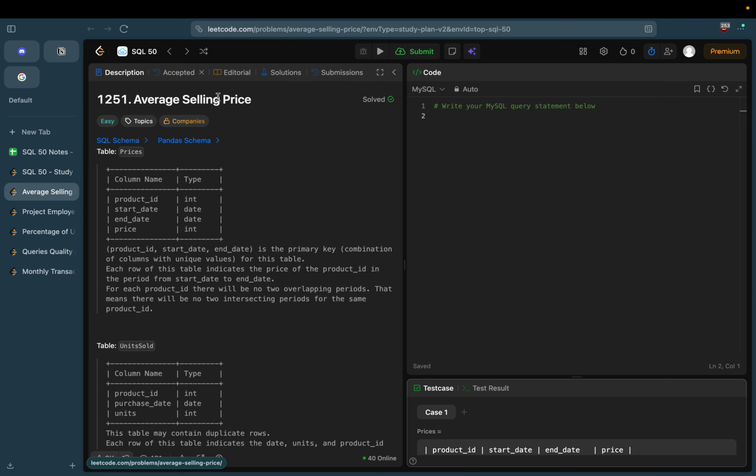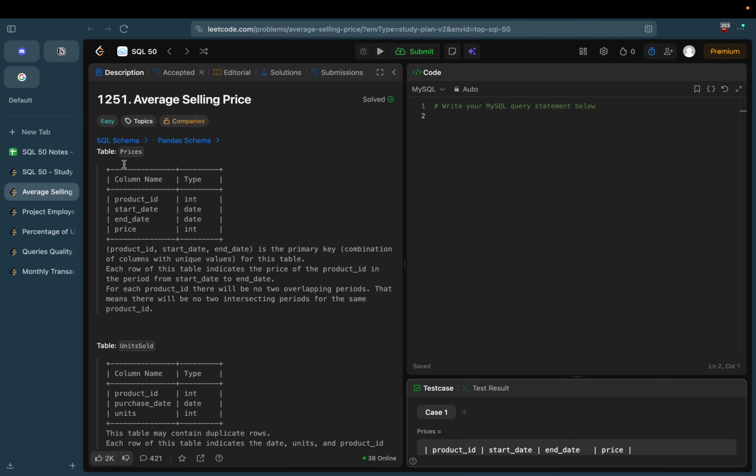First question is average selling price. The first table is called prices. Columns are product ID, start date, end date, price. Product ID, start date, end date is the primary key, a combination of columns with unique values for this table. Each row of this table indicates the price of a product ID in the period from start date to end date. For each product, there will be no two overlapping periods. That means there will be no two intersecting periods for the same product ID.